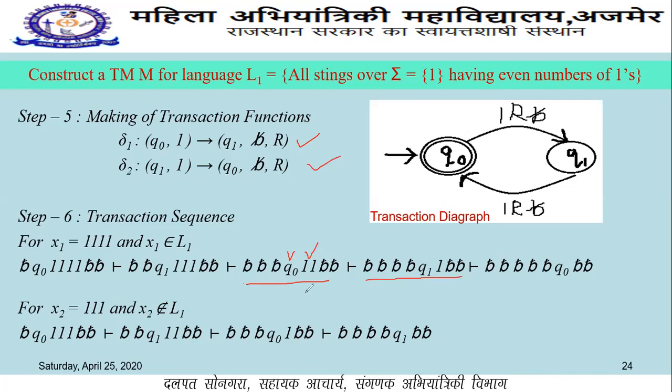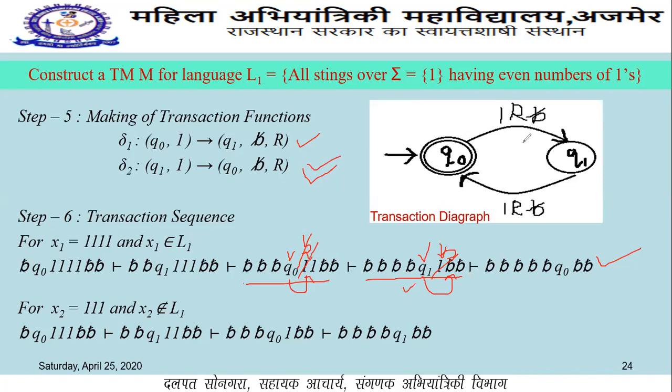Okay, we move to the right hand side and process this one by overwriting blank. Like this, we come to this situation. Again, whenever the machine is in state q1 and it reads 1, we have a transition function for this, that is delta 2. So again this one is overwritten by blank and q1 moves to this side, before this blank, and changes its state from q1 to q0, like in this situation.